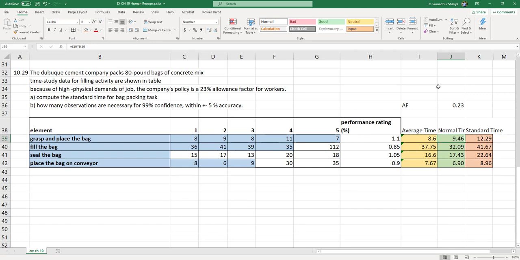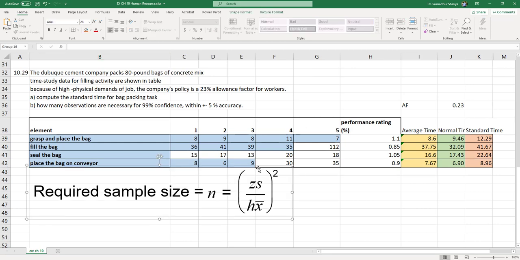Now let's go ahead and start calculating the sample things. Okay, now for the samples, we know required sample size is given by n equals (z s by h x bar) everything together squared, wherein h is the accuracy level, z is the number of standard deviations required for the desired level of confidence, and x bar is the mean of the initial sample, and n would be the required sample size.